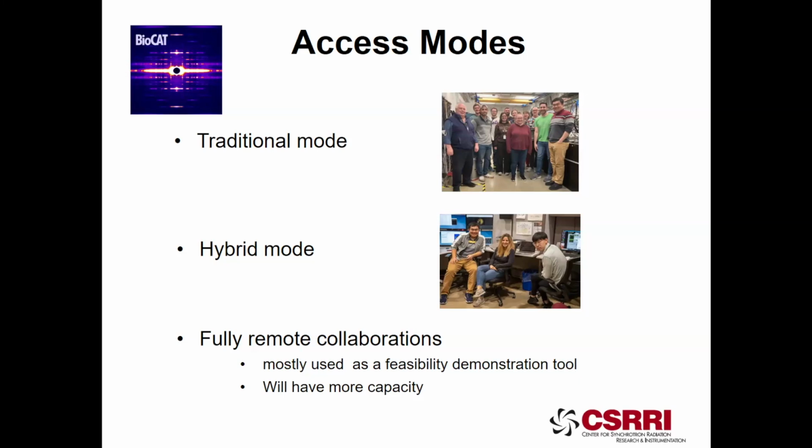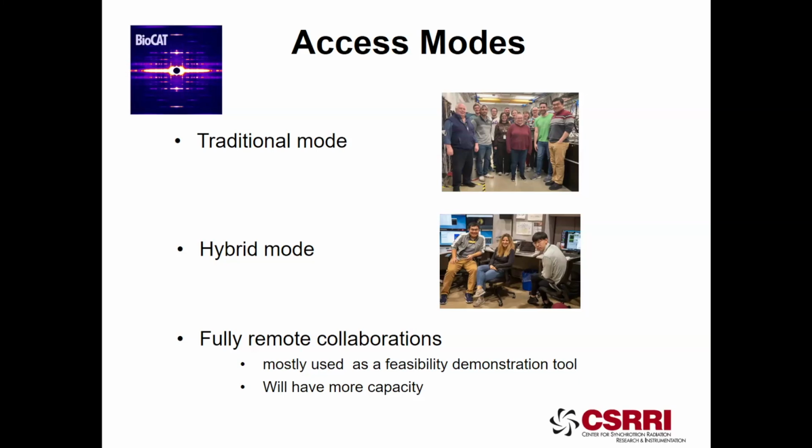The third one is fully remote collaboration. Basically, the users send their samples to us and then we do the experiment. So it's mostly used as a feasibility demonstration tool. For first-time users who want to see whether their sample is good for X-ray diffraction, we collect some preliminary data for them. Or it's under very special circumstances.